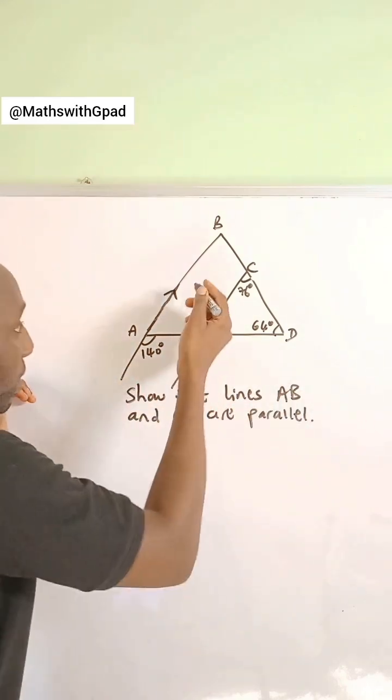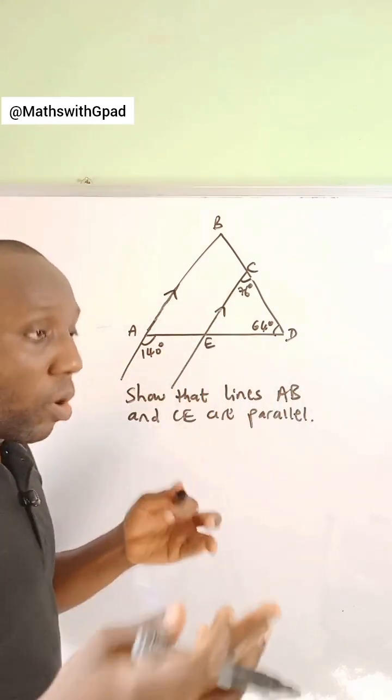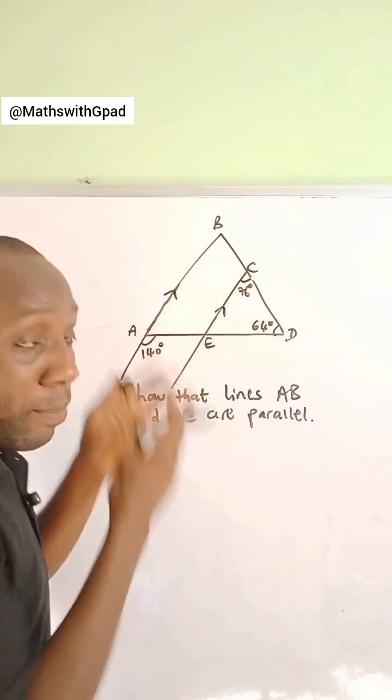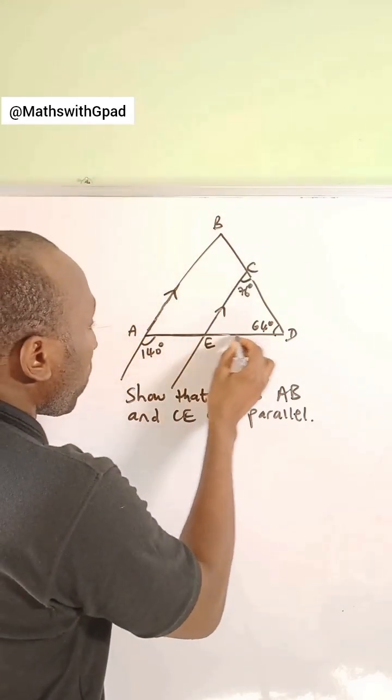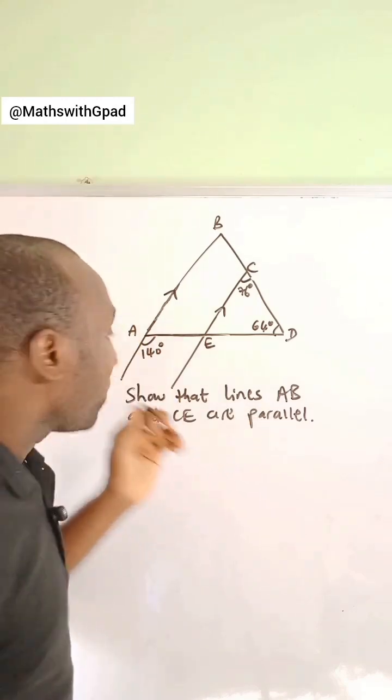two lines. I don't want to say parallel line because we're still trying to show. Although they say we should show, which means they are parallel, but we just want to show. So I'm going to say they are parallel. Now, this line is a transversal because it runs through the two parallel lines.